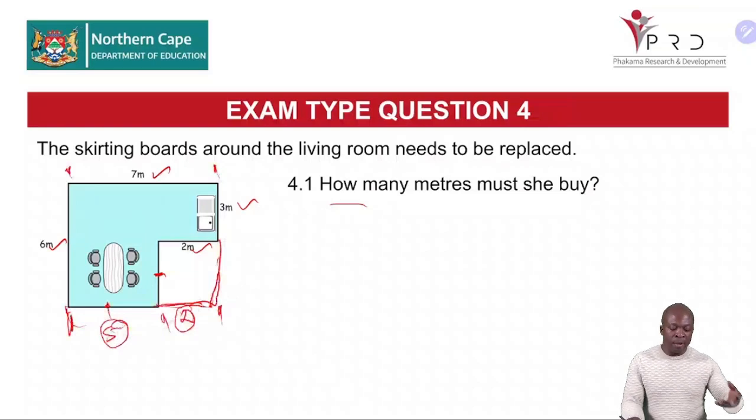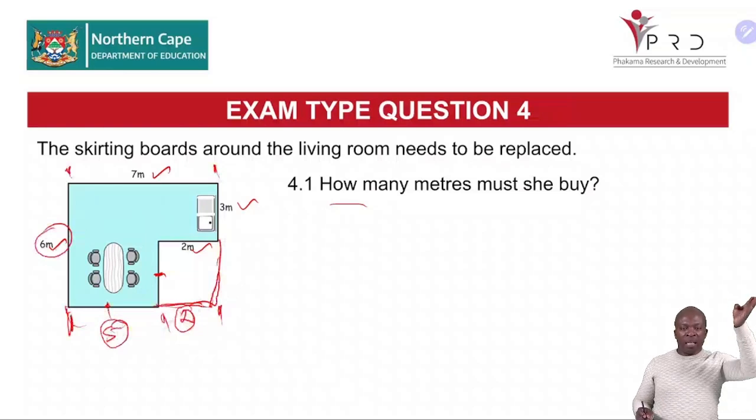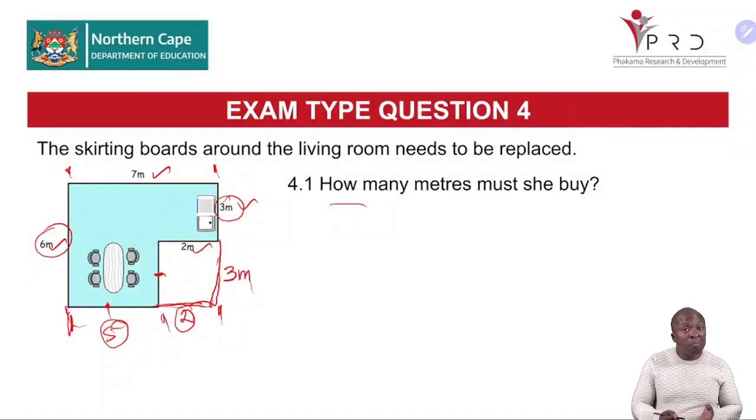The same thing, you can do on this side. The length, which is complete, is 6 meters. But one part is only 3 meters. So it means that this side is also 3 meters. How do I know I'm correct? I will just say 6 minus 3, which is 3. Like I did here, I will say 7 minus 2, which is 5.